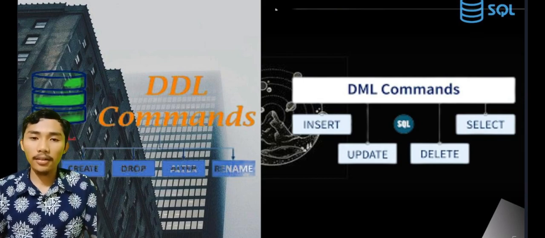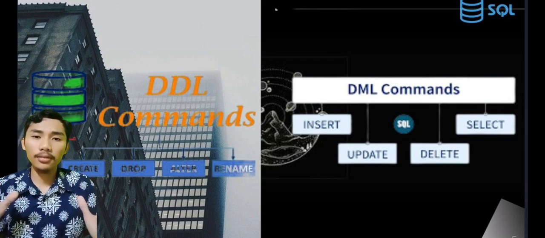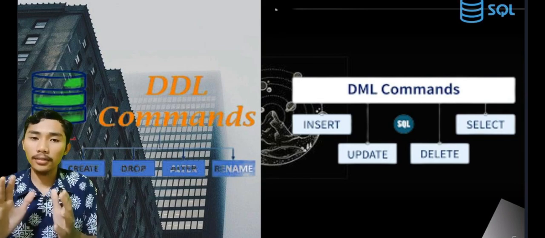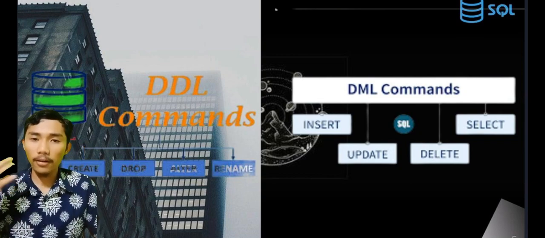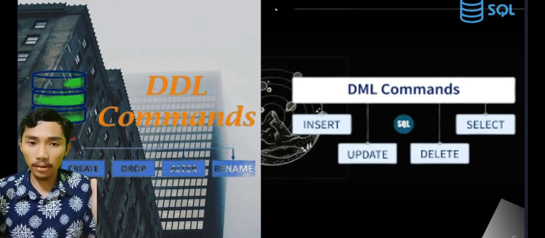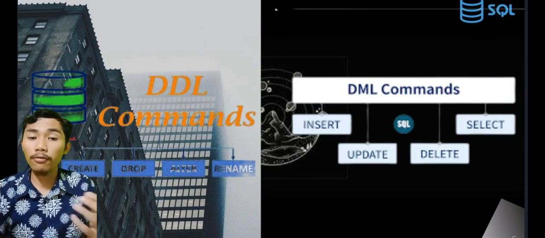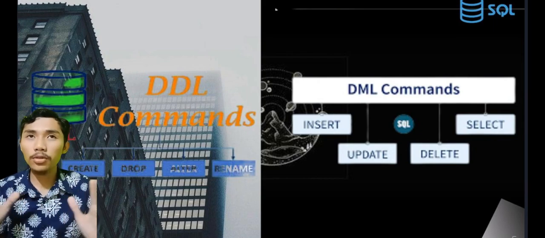First, select. The function is to retrieve data from a database. The select statement is used to query the database and fetch specific data from one or more tables. The second is insert. The function is to add new data to a database. The insert statement is used to insert new records into a table. And the third is update. The function is to modify existing data in a database. The update statement is used to change values in one or more rows of a table.